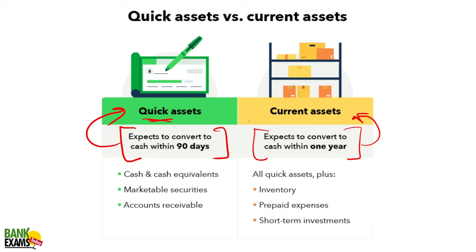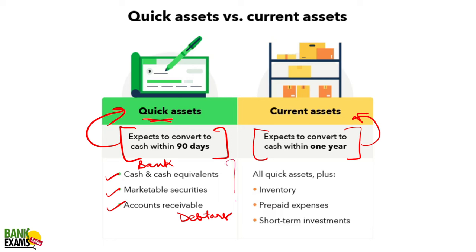Good examples of quick assets: cash and cash equivalents, marketable securities and account receivables or debtors. So these are the three main kinds of quick assets: cash and cash equivalents, bank balance also comes in, right? So it is cash equivalent only. Marketable securities like stocks and gold, etc. Account receivable or debtors.